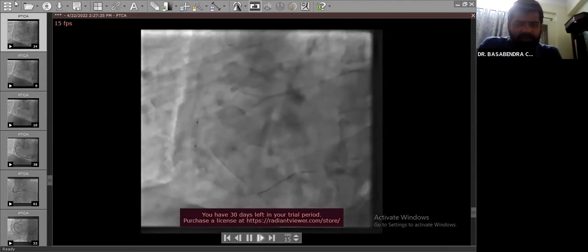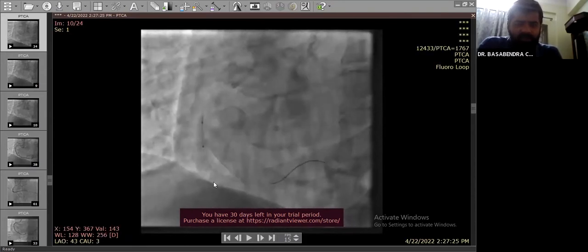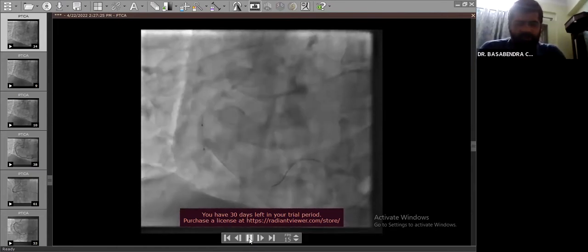As we can see, the caliber of the balloon, this much of dilatation, we had not achieved previously before the OPN balloon was given. Only after the OPN balloon dilatation could we achieve this much of balloon expansion with this NC balloon, 2.75.